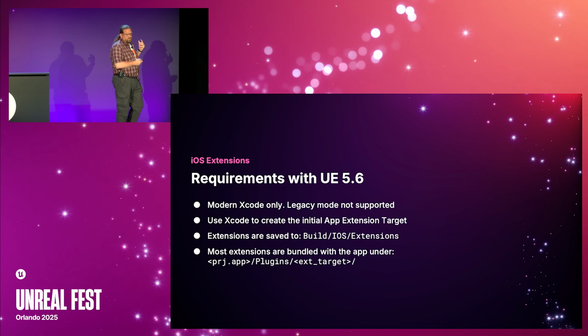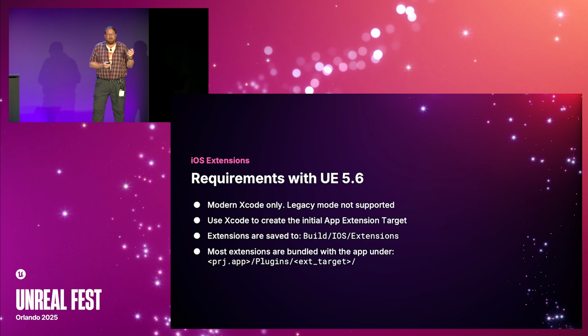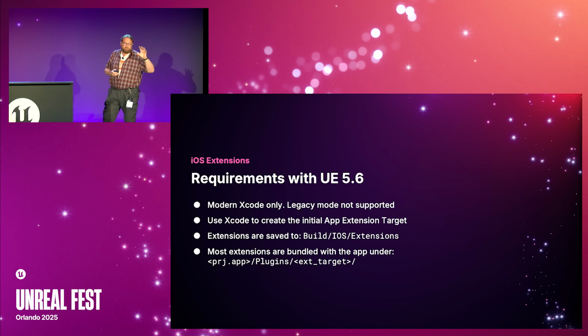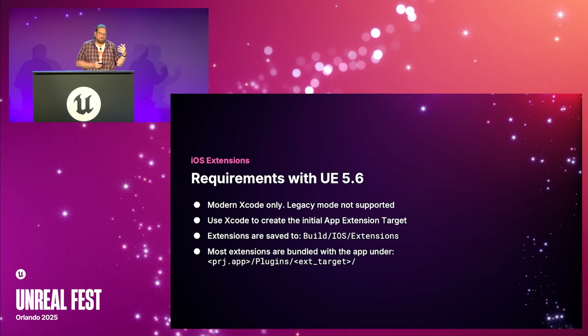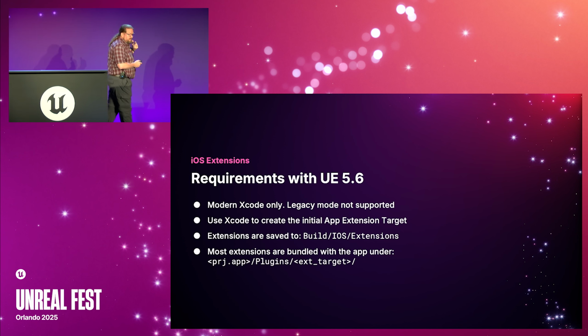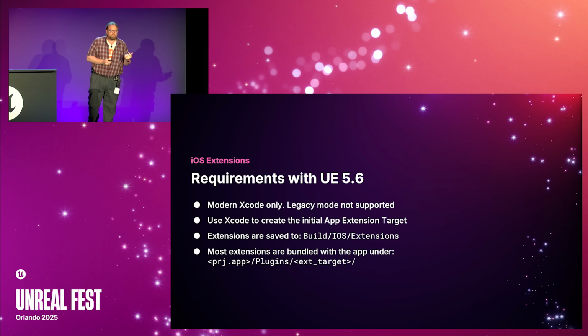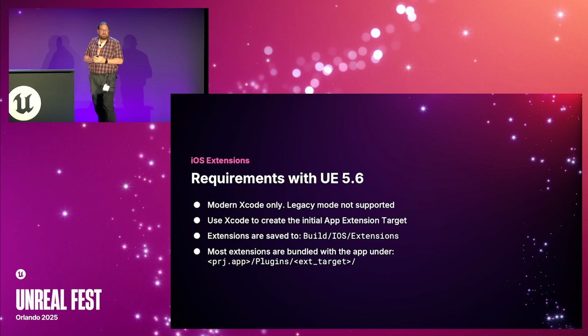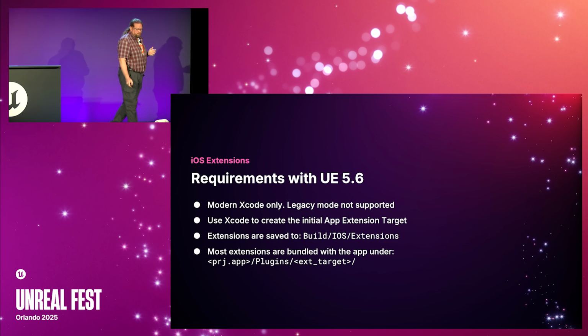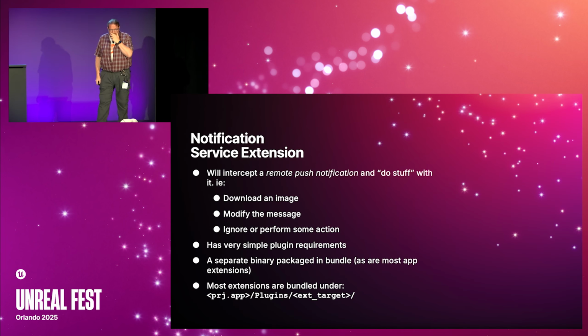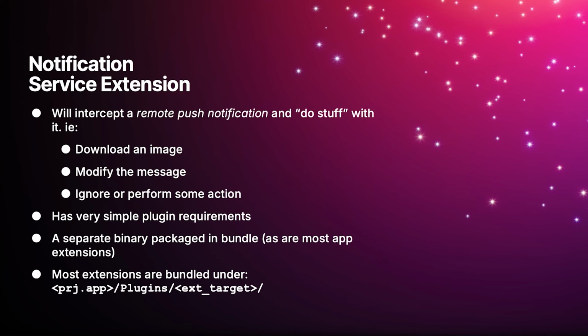You have to use Xcode to create the initial app extension target. They're stored under your project build iOS extensions, so you can have all your extensions in there. It will scan them and update the configuration, the Xcode config file, to build those. And on device, they will be under the plugins directory, like I said, Apple's plugin system. We currently only support one notification service extension, but we did add a lot of work to get that in, so adding more extensions will occur in the future.